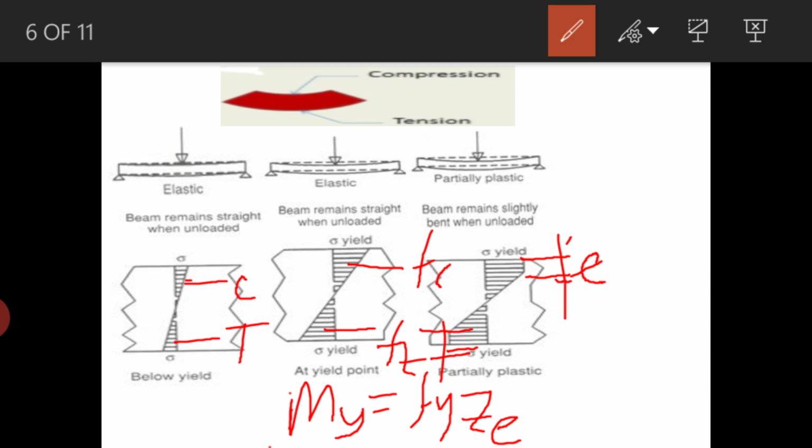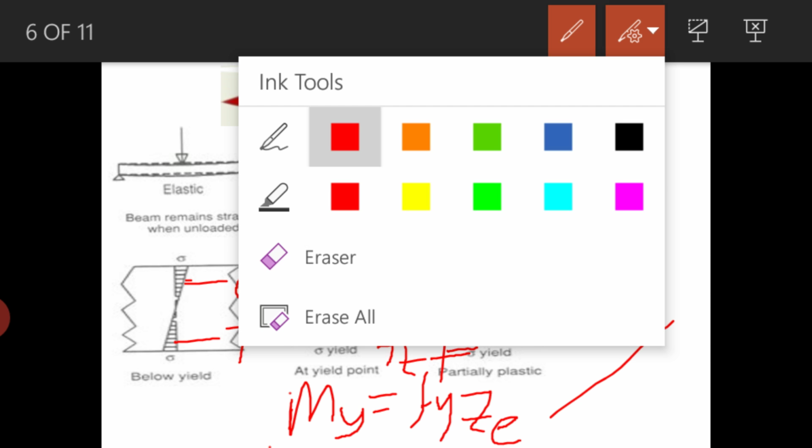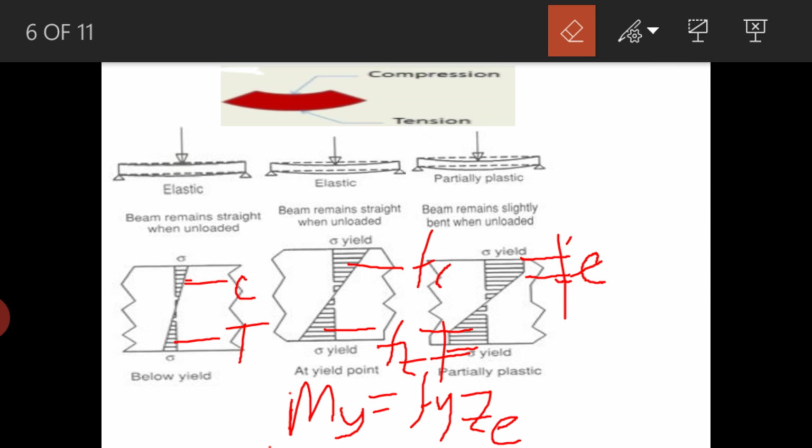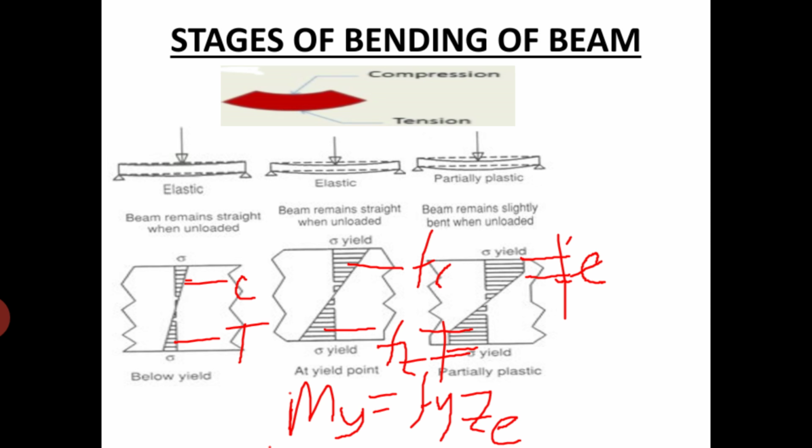So if we further increase the load, after the third stage, what happens? Take the fourth stage. If we further increase the load, the yield will penetrate further. I'll show you this picture. Here the plastic hinge will get formed. In the fourth stage, the plastic hinge will form.